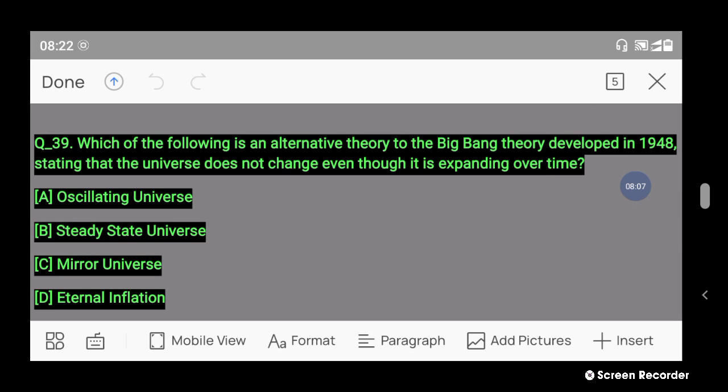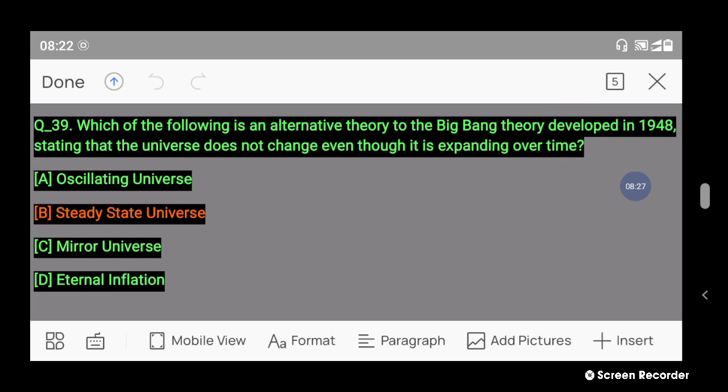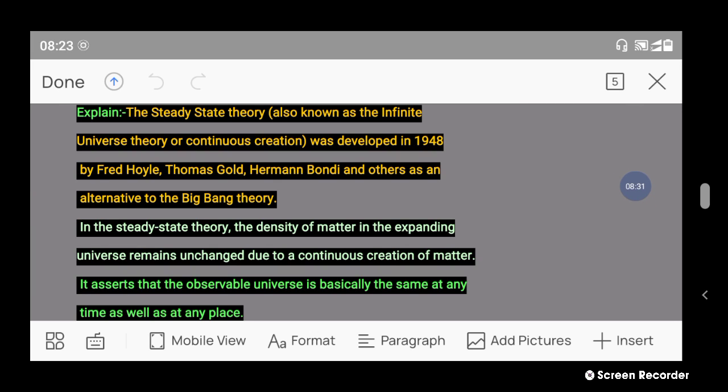What does question 39 say? Which of the following is an alternative theory to the Big Bang theory developed in 1948, stating that the universe does not change even though it is expanding over time? Which of these four options is correct? Number B, steady state of universe. Question 39, explanation.